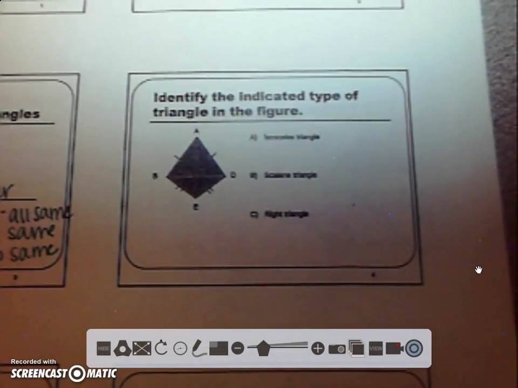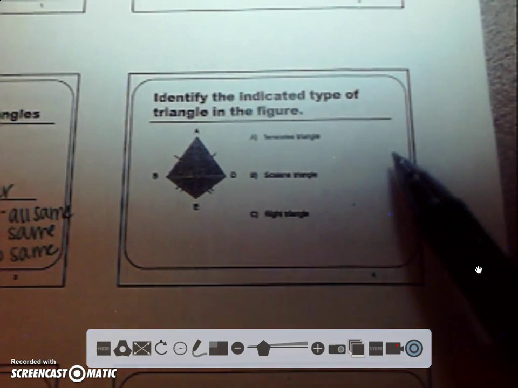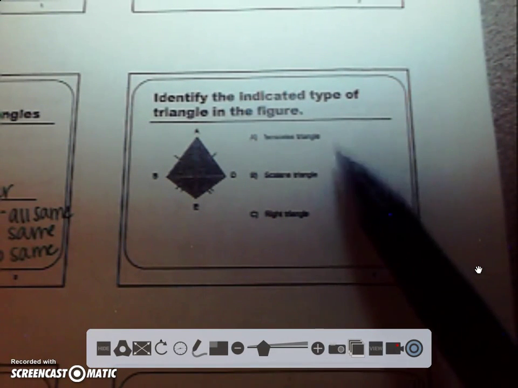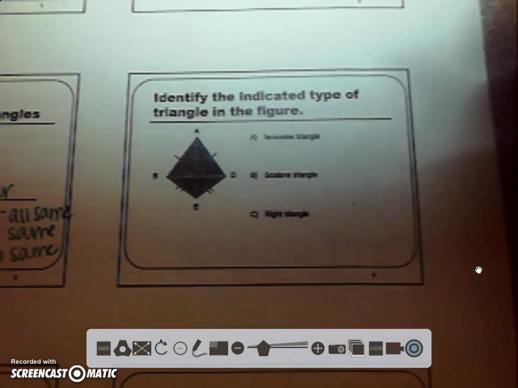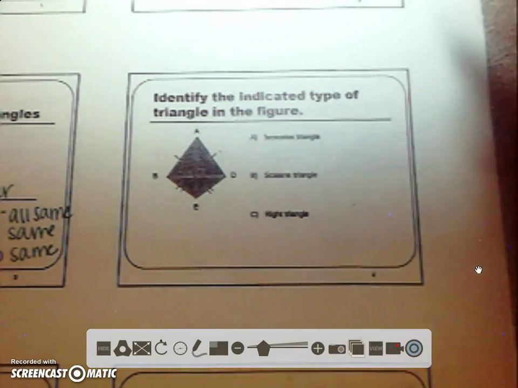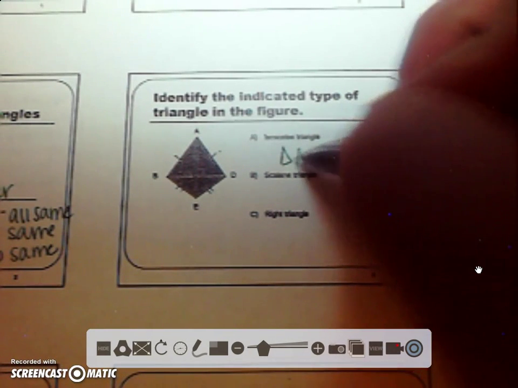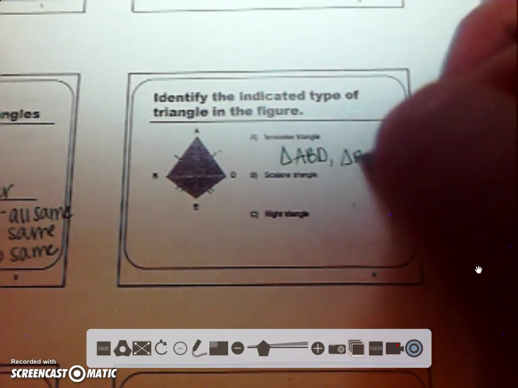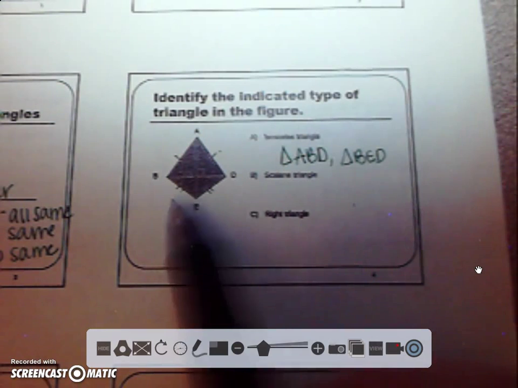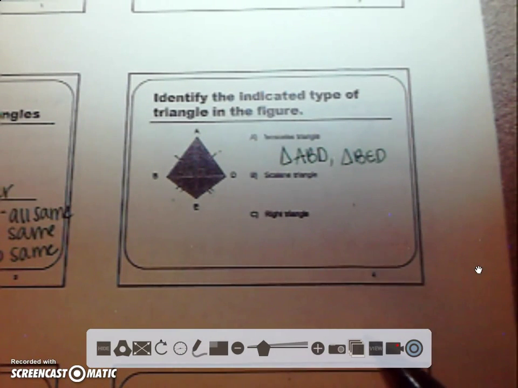If we were looking in the figure, and I know it's kind of dark up here, so look on your paper, it's a little bit easier to see. An isosceles triangle has to have two congruent sides. So an example of this, where they're already marked congruent, would be triangle ABD. You could also use triangle BED, since these two down here are marked as congruent.